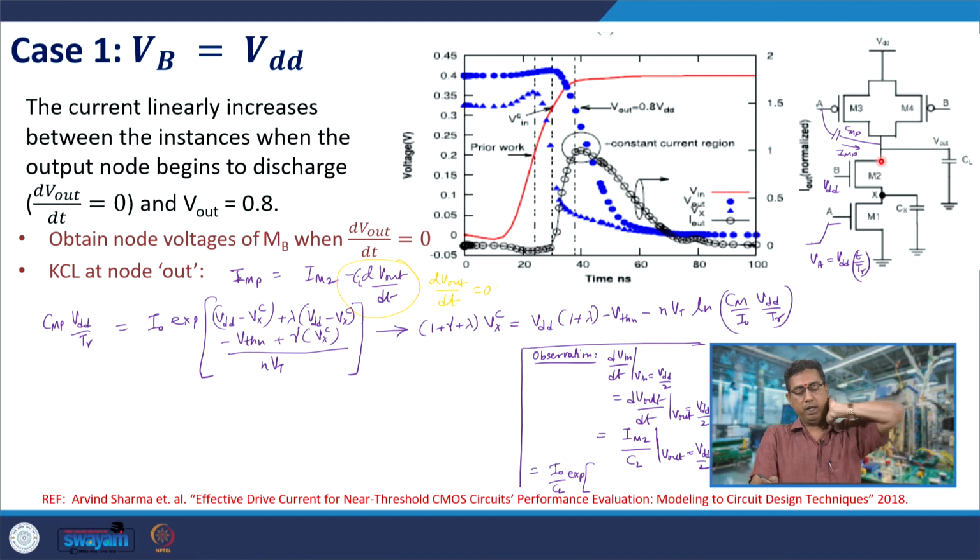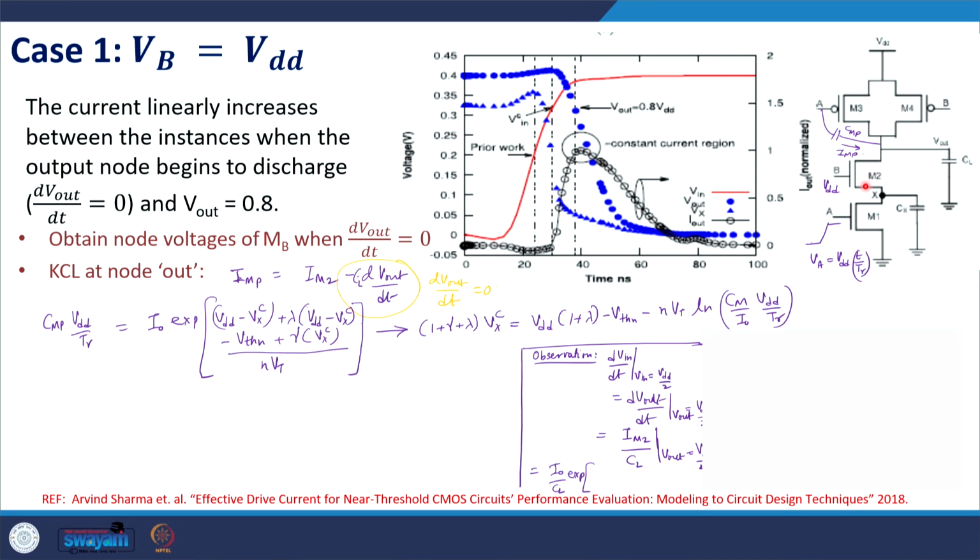Therefore, the current through M2 is almost constant, because the input is only very slowly rising and VDS is falling rapidly. So the current through M2 is quite constant, as we are seeing here, near this 50% value of VDD. And what about the current through M1? The input is now fixed, so the current through M1 must also be almost this constant value. So VDS of M1 should be constant.